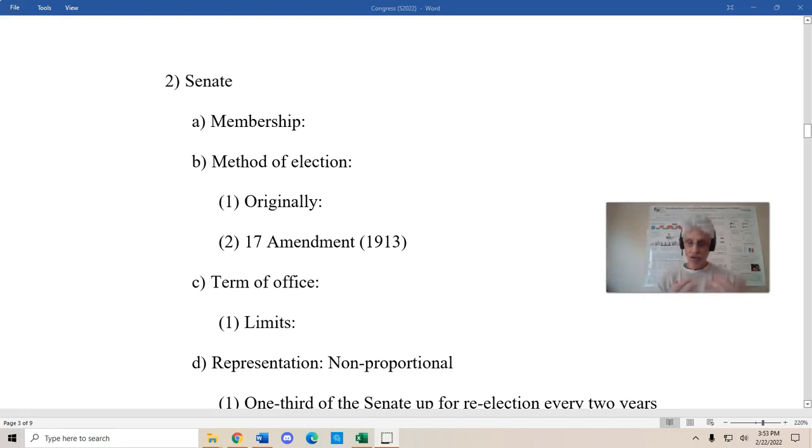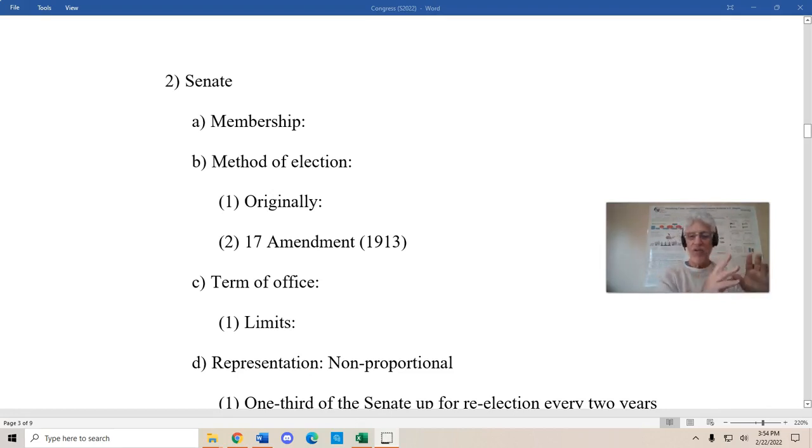In terms of their term of office, members of the Senate serve for 6 years. But like the House of Representatives, there are no term limits. They can run as many times as people will re-elect them, right? So no term limits. In fact, the only office for which there are term limits is the presidency, which we've talked about, but that wasn't even originally in the Constitution because the framers didn't write term limits into the Constitution.